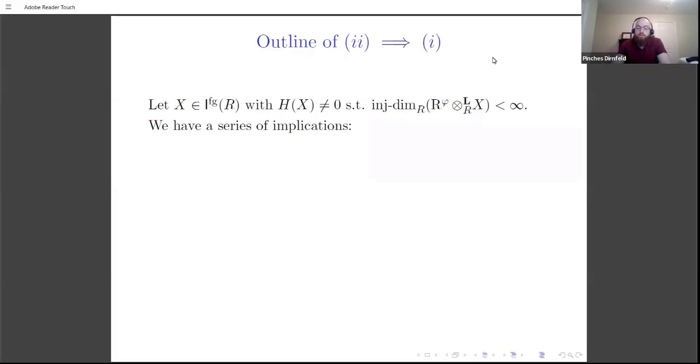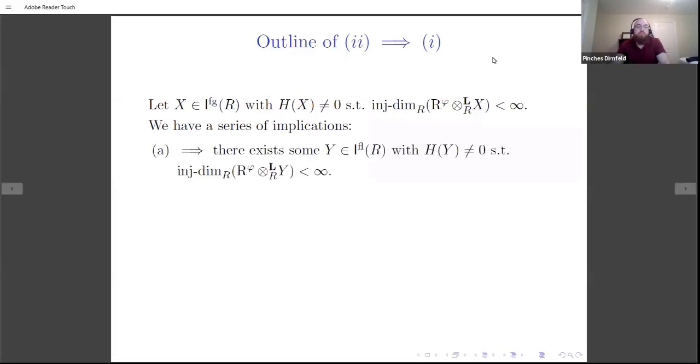We have this series of implications. First I can reduce it to the case where I have Y, which is in IFLR, so Y has finite length homology, non-zero homology, and this injective dimension is finite. And this is very easy. You just tensor with the Koszul complex, and that's one of the tricks to keep using. Keep tensoring with the Koszul complex, it makes life easier.